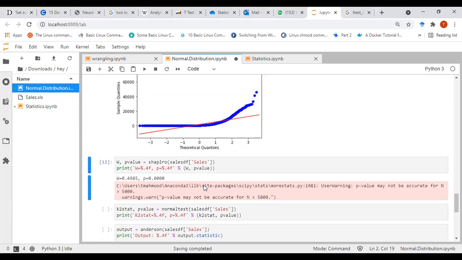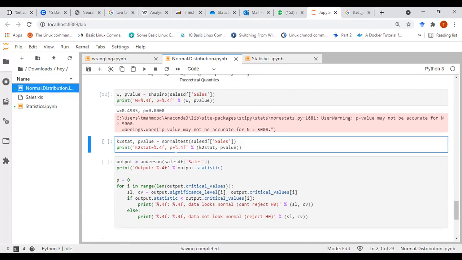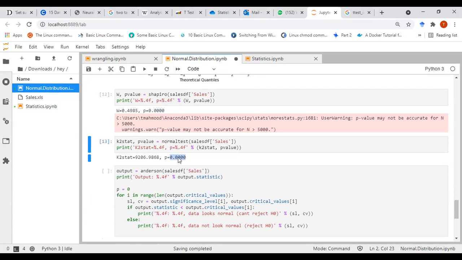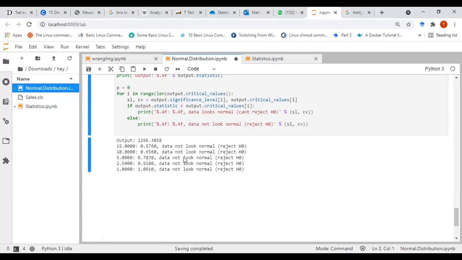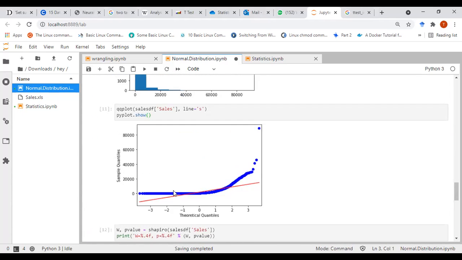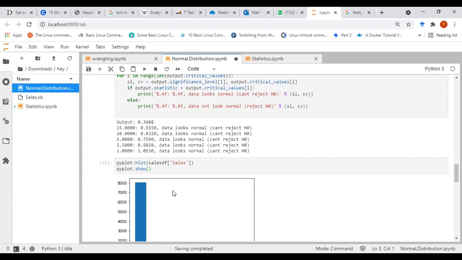So the Shapiro test is saying it's not normal because the p-value is 0, and the normal test again has p-value 0, so it's saying not normal. And the Anderson test should tell you the same, does not look normal, okay? So the point is that using all these tests and box plot and normal distribution plots, you can decide whether your data is normal or not.